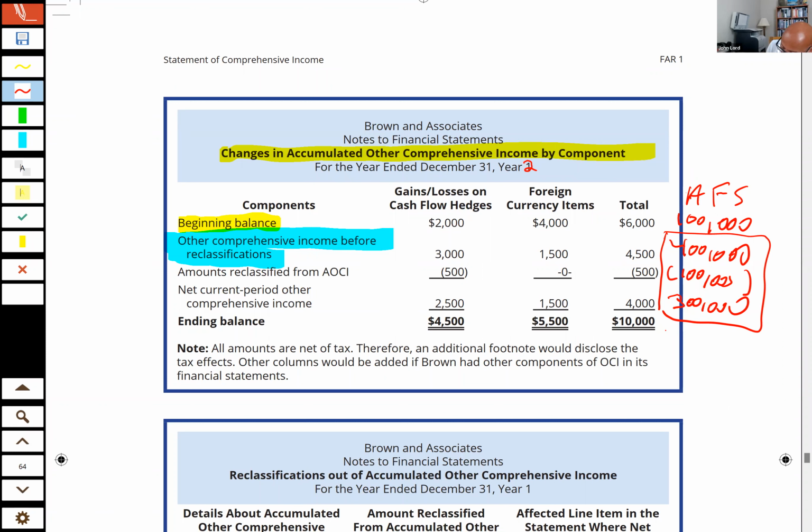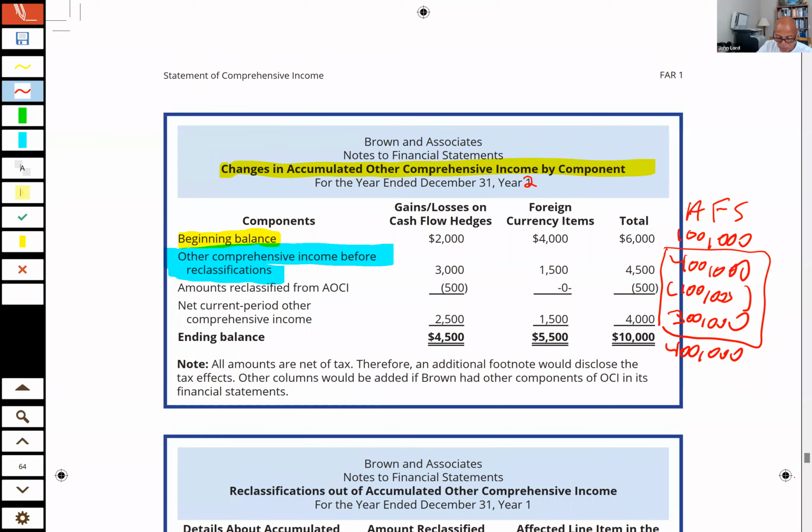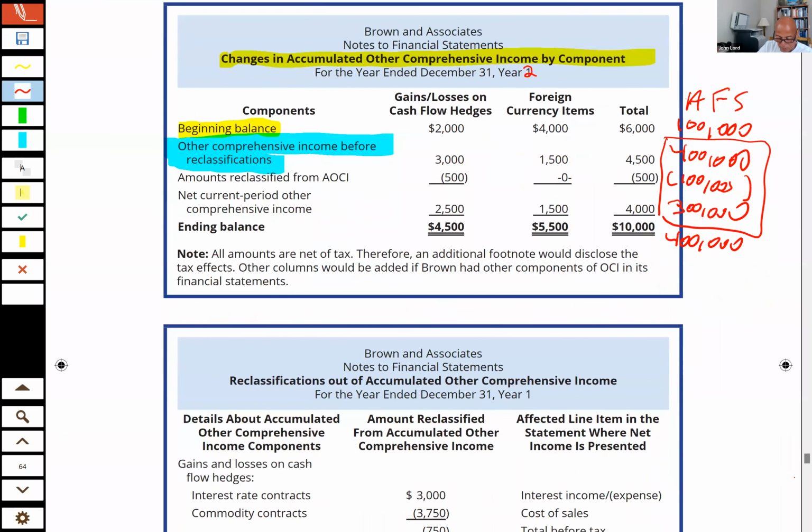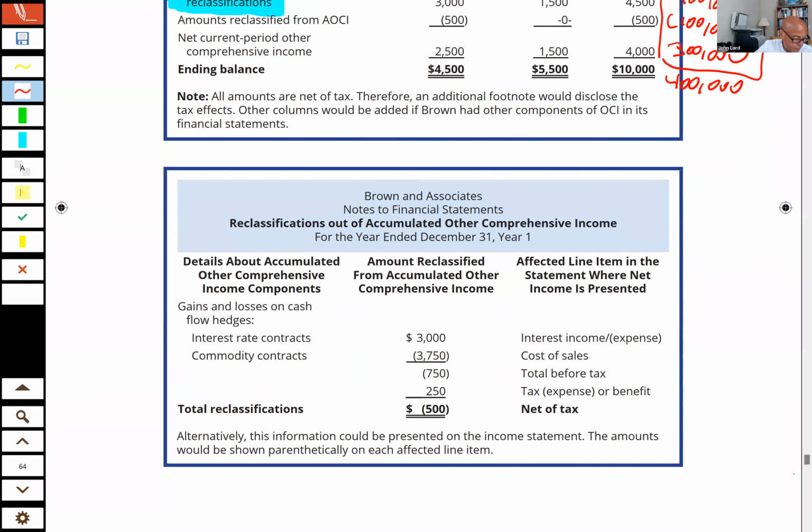And then the ending balance, as we saw, was 400,000. Okay, so that disclosure is necessary so that folks can understand what happened. Users of the financial statements can understand what happened with the reclassification adjustment. Now, that was the example of the first disclosure requirement that I highlighted there.